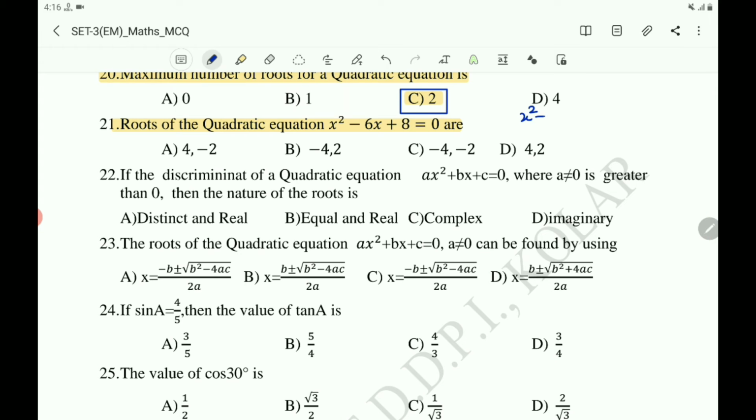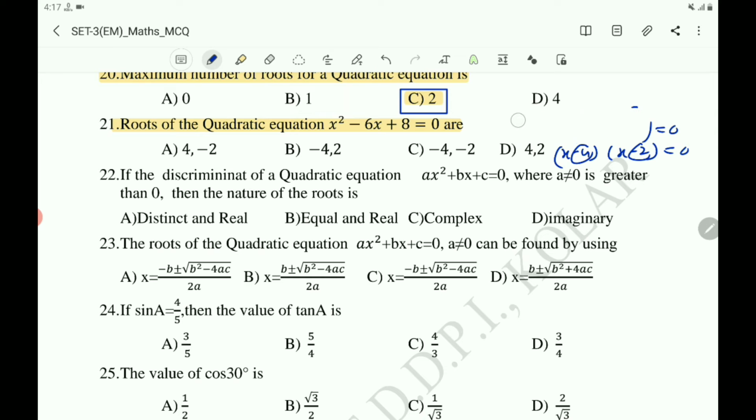x square and 8 is there. You know that 4 twos are 8. Then you take minus 4x minus 2x plus 8 equals 0. Then it becomes x into x minus 4 minus 2 into x minus 4 equals 0. It is x minus 4 into x minus 2 equals 0. Then the roots are 4 and 2. Here minus 4 is there, minus 2 is there. If you equate them to 0, you will get 4 and 2.